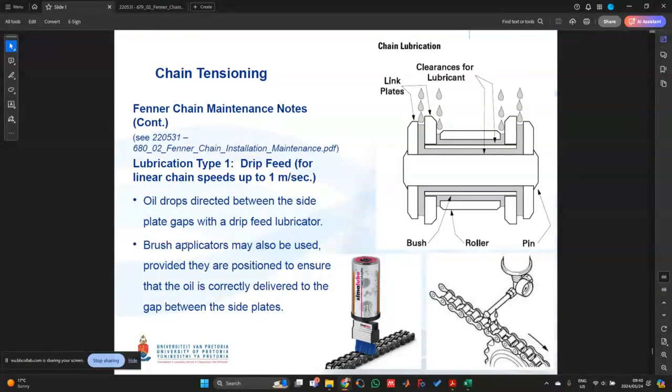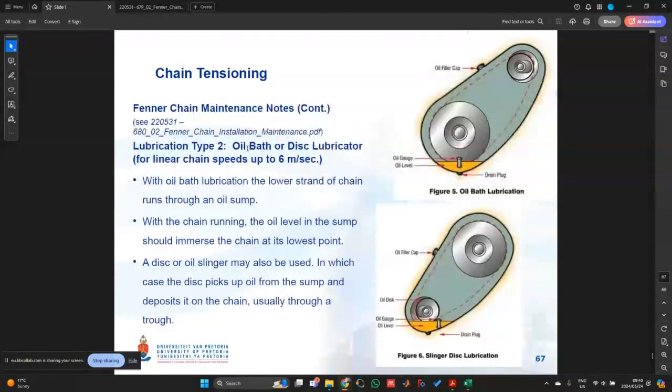Alternatively, we can also make use of these brush applicators, provided that they are positioned to ensure that the oil is correctly delivered to the gap between the side plates. So the brush type is this one at the bottom over here. You can see there's a brush that is basically interfacing then with your chain links that you have over here. Okay, so this is now for linear chain speeds that are smaller than 1 meter per second.